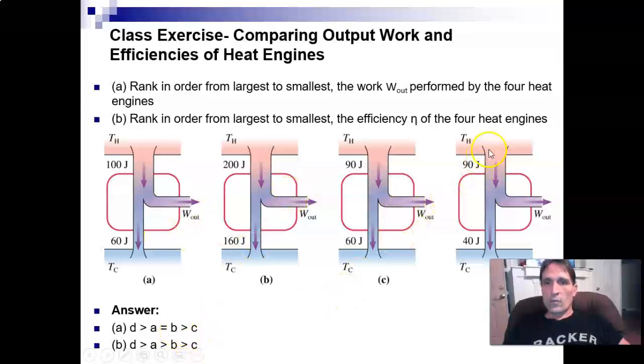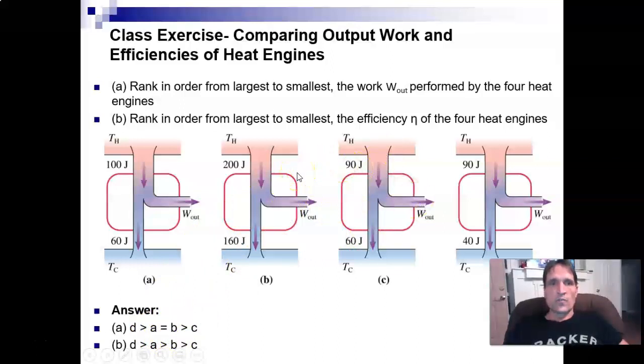Let's look at the last one. 90 joules of heat enter the system. Only 40 are exhausted as waste heat, and so 50 must be used to do work. And so this system here does 50 joules of work, and so the work done by D is the highest, 50 joules, followed by A, which is 40 joules. B also has 40 joules, so A equals B, and engine C does the least work, which is 30 joules.